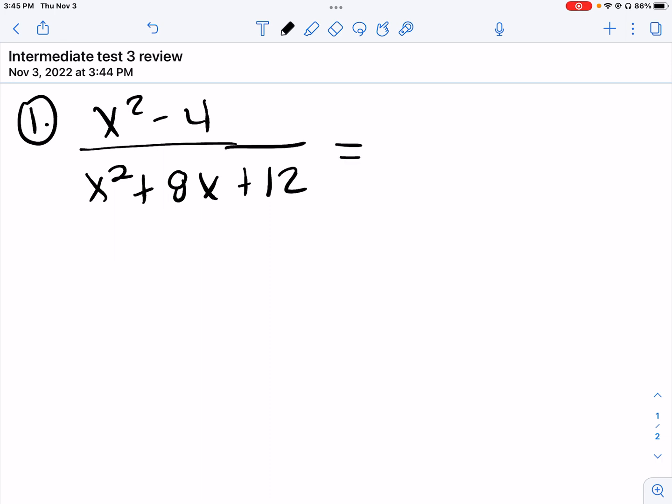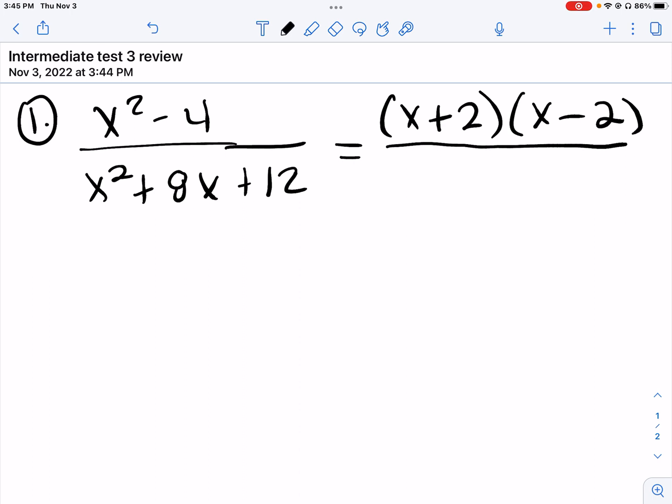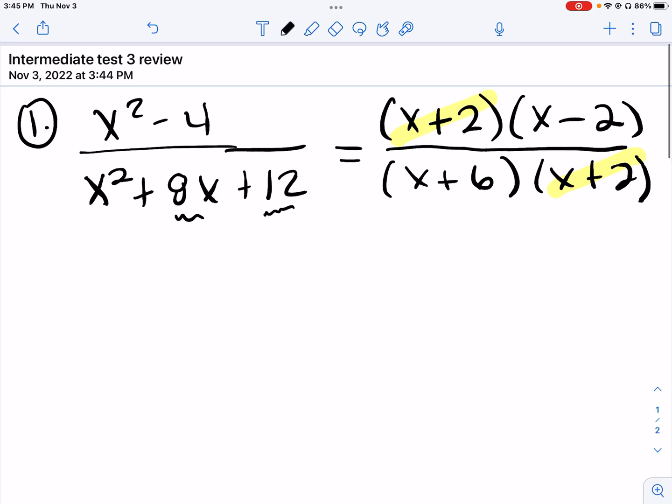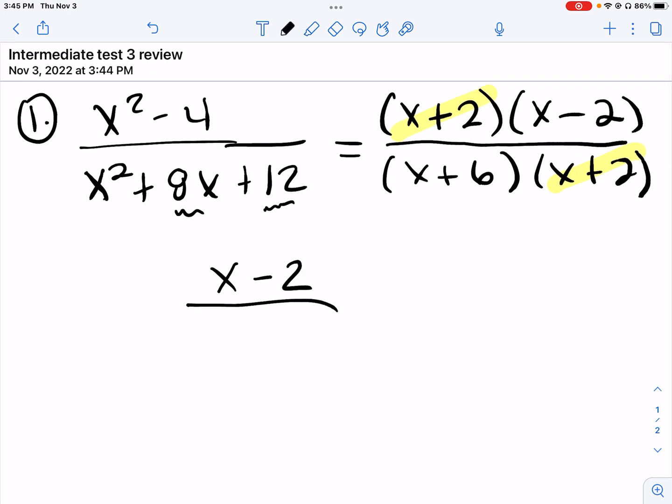The top is a binomial difference of squares, plus 2 minus 2. The bottom has x squared, so we want to multiply to 12, add to 8, would be 6 and 2. These divide out, so what's left over is our answer.